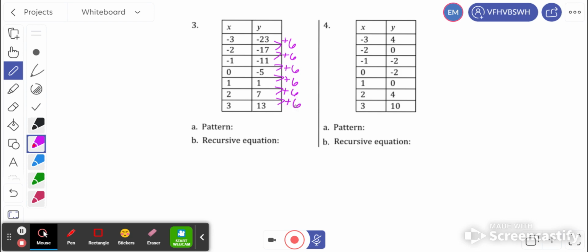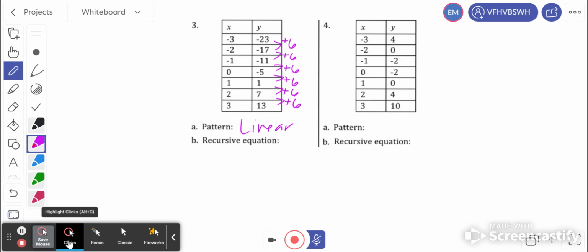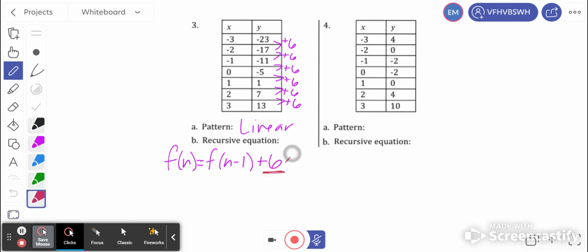And remember, when it is the same thing all the way down the first time, what we have is a linear pattern. So when we have that linear pattern, what we want to do is write a recursive equation. With a recursive equation, we always start with f of n equals f of n minus 1. That's an equal sign, sorry. And then if it's linear, it's just plus or minus whatever is actually happening every time. So this number right here is always going to come from whatever is happening every single time.